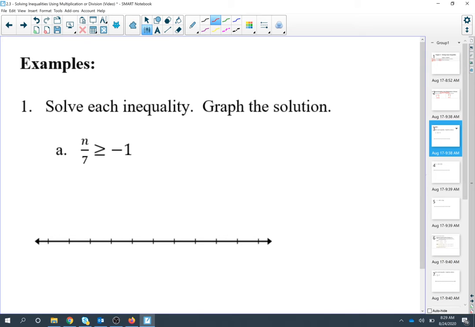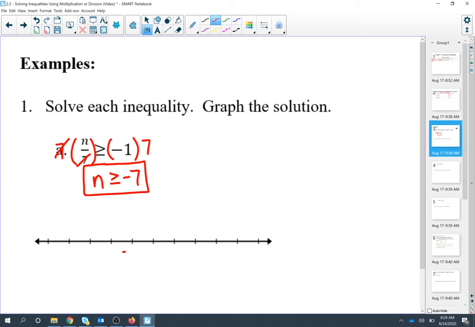Example 1, solve each inequality and graph the solution. So letter A, we have n divided by 7 is greater than or equal to -1. Our variable is n. We are dividing by 7. The opposite of division is multiplication, so I'm going to multiply both sides of my inequality by 7. This 7 will cancel my denominator. I'll be left with n. I leave my inequality sign exactly the same. -1 times 7 is -7. So the answer, or the solution set, is any value that is greater than or equal to -7.